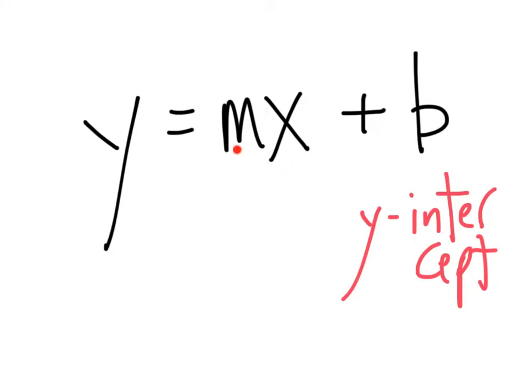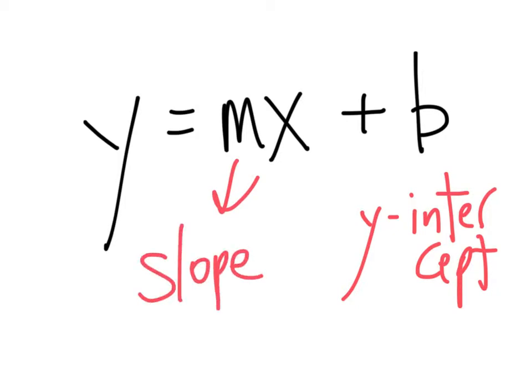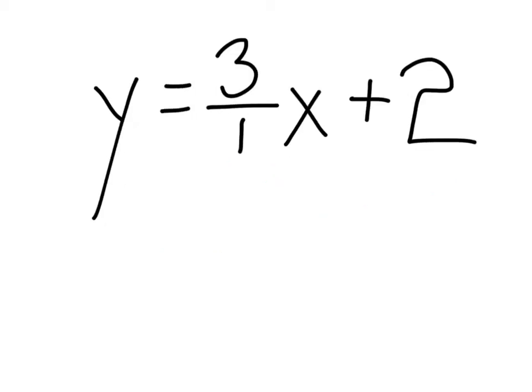Mx refers to the slope, specifically the m. So this is the slope, and we remember slope is sort of the steepness of the angle. We talked about comparing this to a hill. So let's explore this further.